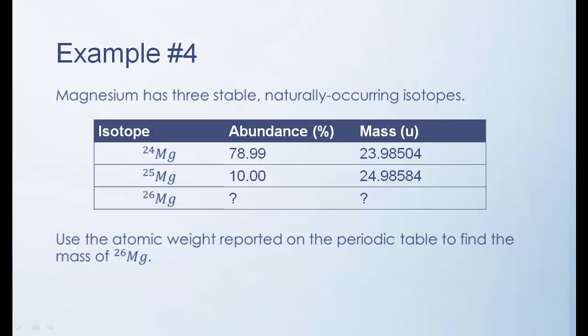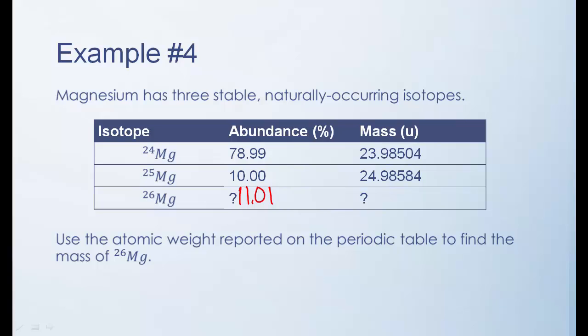And so in this case, we have to remember that if these are the only 3 naturally occurring isotopes of magnesium, the abundance of the last isotope can always be found by taking the abundance of 100% and subtracting off the others. So if you do that, you get 11.01%.